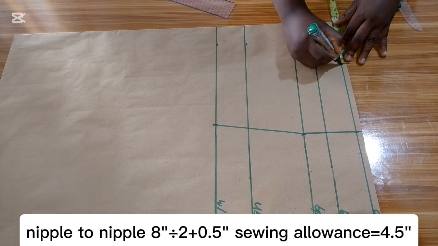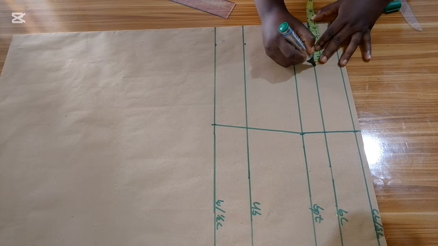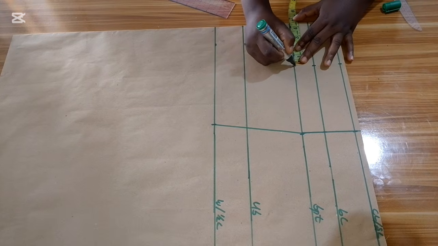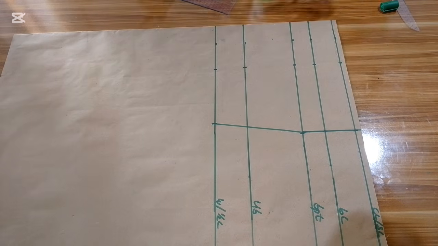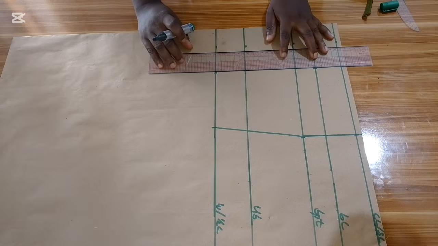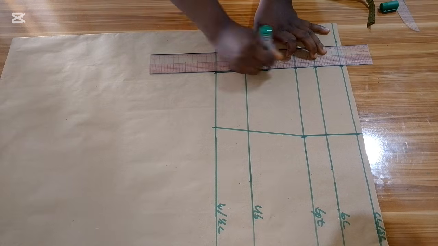The next step after that is to mark our nipple to nipple measurement. My nipple to nipple is 8 inches divided by 2 plus 0.5 of sewing allowance. That will give me 4.5. I'll mark that measurement on the bust line down to meet the length. I'll mark from the extension to meet the length, and I'll connect with a straight line just as shown in the video.